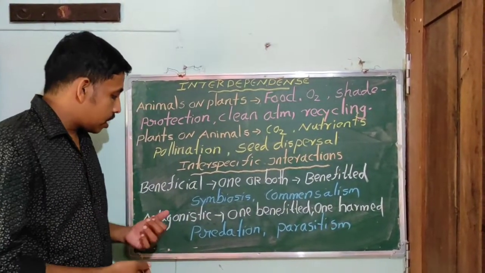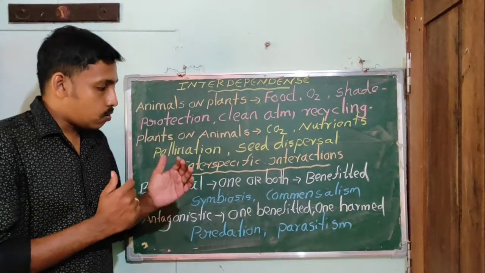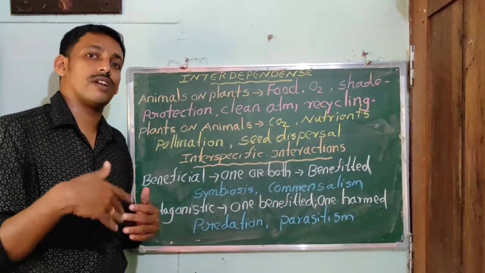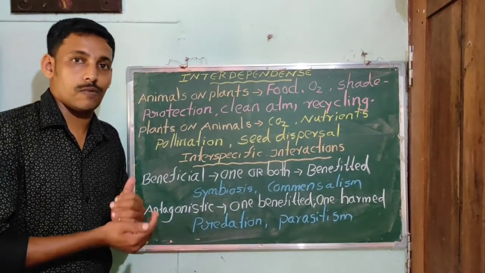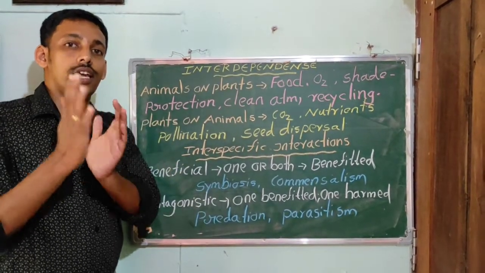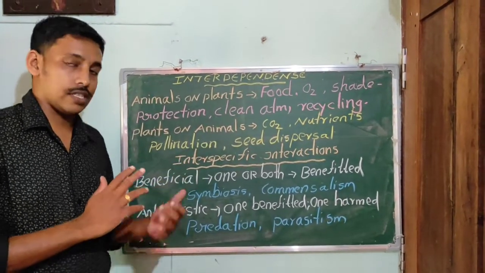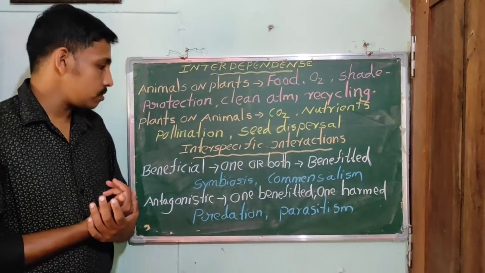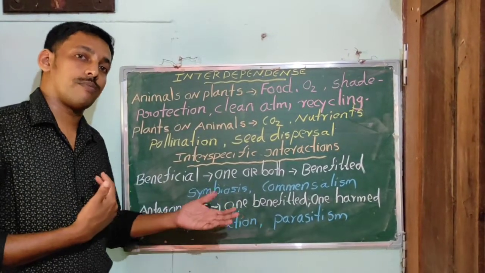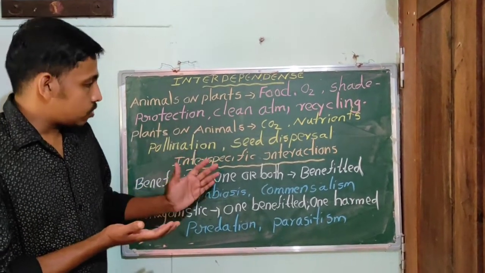The second type is the negative type, that is, the antagonistic interaction. Here, of the interacting members, one is benefited and the other one is harmed. This type of interaction is known as antagonistic interaction or negative interaction. Symbiosis and commensalism are positive interactions. Parasitism and predation are negative interactions. These are the two types of interactions.